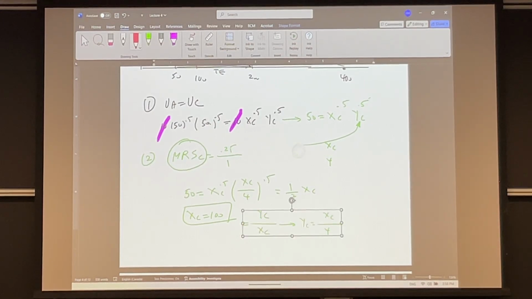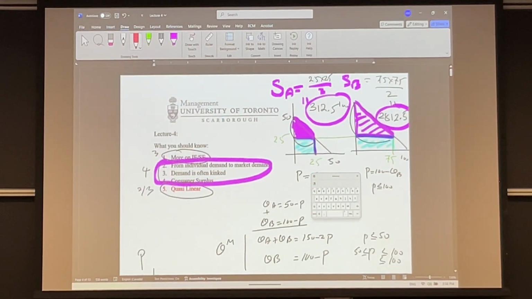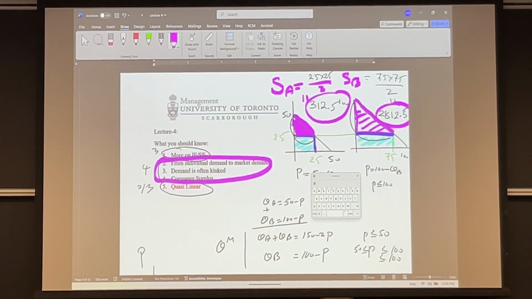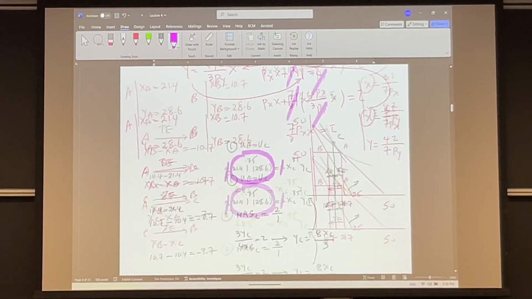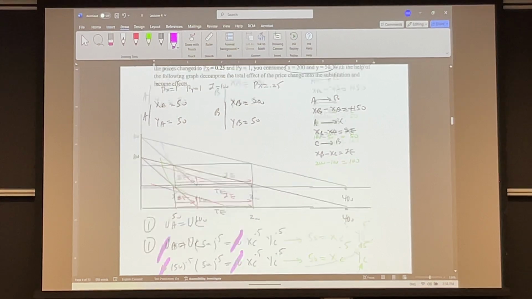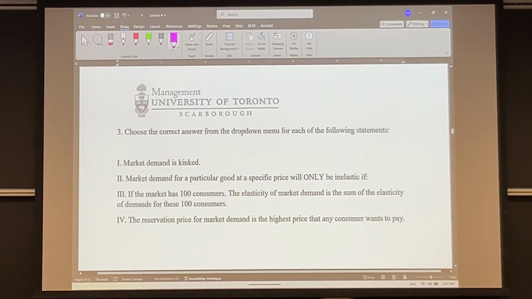From lecture number 3, the only thing left is quasi-linear, which I'm going to do at the end. We have left this one. I put it in red because that's not the easiest thing in the world. I'm going to do it at the end. But I want to do lecture number 4 now. We start from a conceptual question. Then we go to some numerical one.